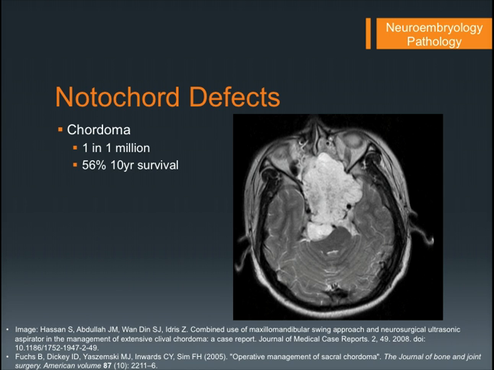Notochord defects, you get a chordoma, which is extremely rare, 1 in 1 million, and these happen either at the clivus, at the cranial end, or in the coccyx at the caudal end. Either one or the other, that seems to be where the notochord regresses to before it disappears.